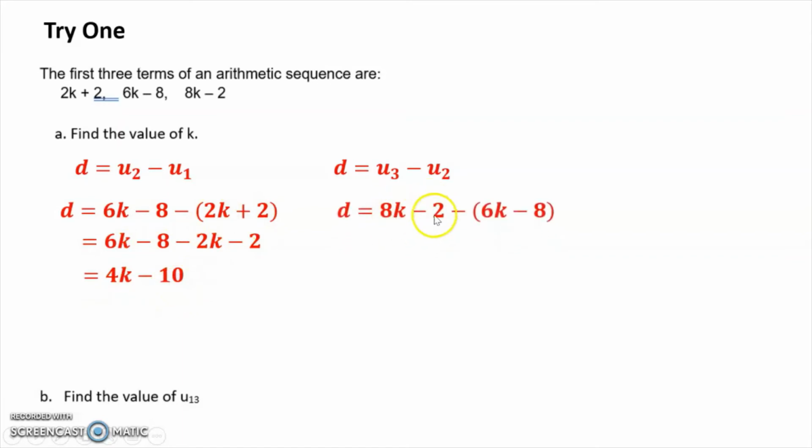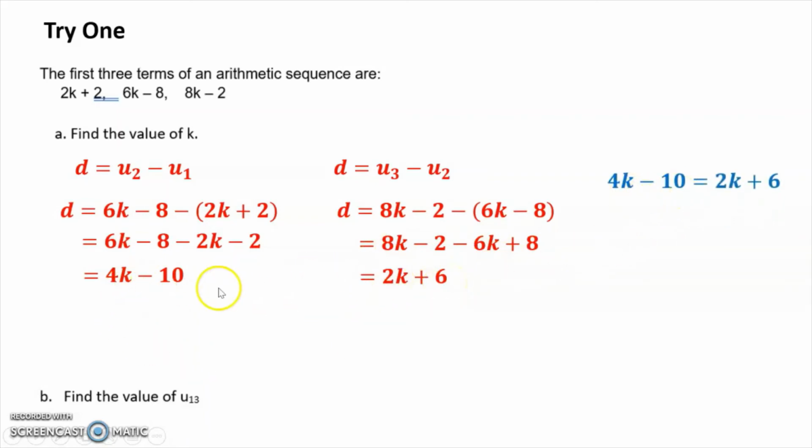Over here, we have third term, 8k minus 2, minus second term. Parentheses are important. Minus sign applied to this and this becomes negative 6k plus 8. Combine like terms, 8k minus 6k is 2k, minus 2 plus 8 is 6. Set those two equal to each other because the D value must be the same, however we find it. Solve this equation. 2k equals 16 by subtracting 2k and adding 10. Divide by 2, k is 8.